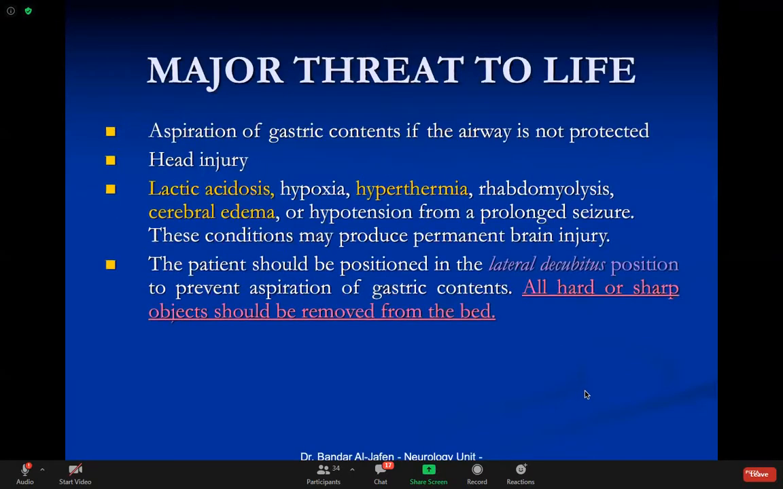So things that are threatening to life, like aspiration of gastric contents if the airway is not protected, head injury, lactic acidosis, hypoxia, hyperthermia. These other metabolic disturbances could happen. So make sure the patient is positioned on their side if they're at home to prevent aspiration of gastric contents.